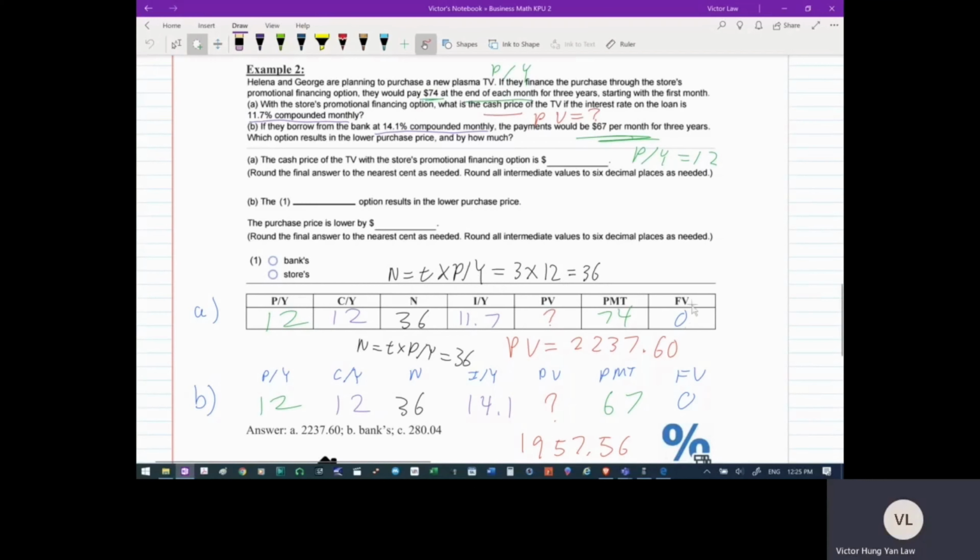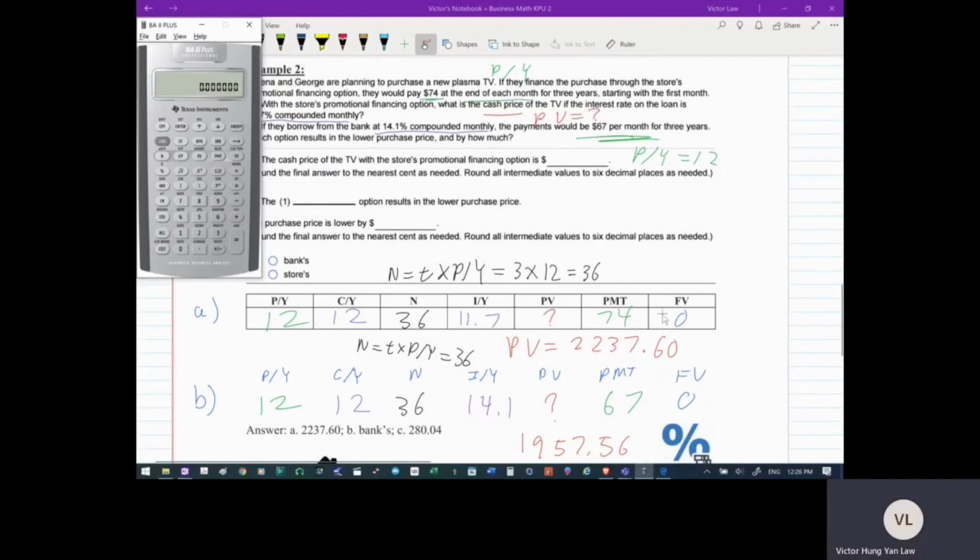And then our future value is 0. The reason our future value is 0 is because at the end of 3 years, we'll pay off our debt completely, so we don't owe any more money. That's why our future value at the end of 3 years is 0. So once we have all these values, then we can solve for present value.